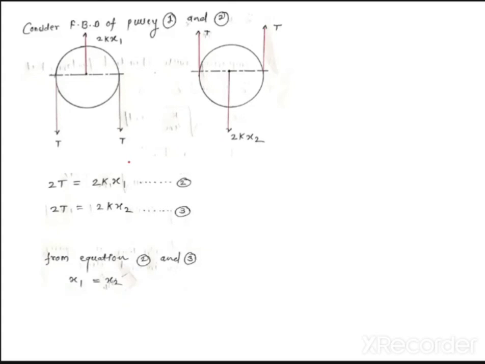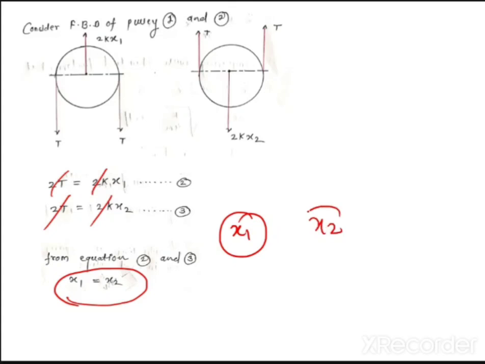Now from equations 2 and 3, 2t is a constant, 2k is a constant. So I am getting that x1 is equal to x2. From this analysis, I understand that the center displacement of pulley 1, x1, and the center displacement of pulley 2, x2, are equal. So this is the first thing which is cleared.